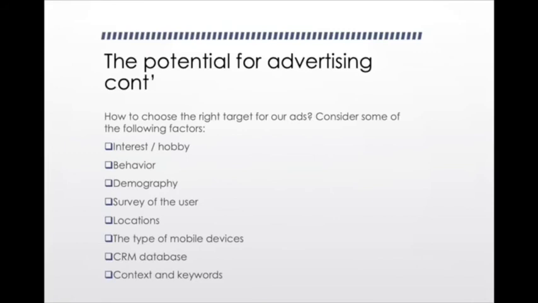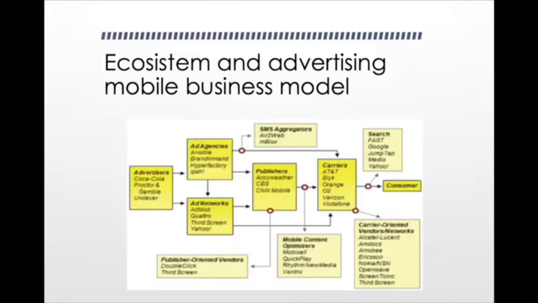How to choose the right target for our ads? Consider some of the following factors. The first is interest or hobby. Second is behavior. The third is demography. Fourth is survey of the user. The fifth is location. And sixth is the type of mobile device. And the seventh is CRM database. And the last is context and keyword. And here is the model of the ecosystem and advertising mobile business.